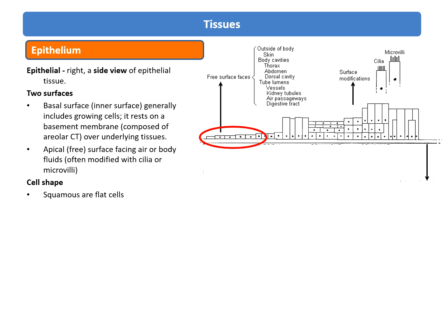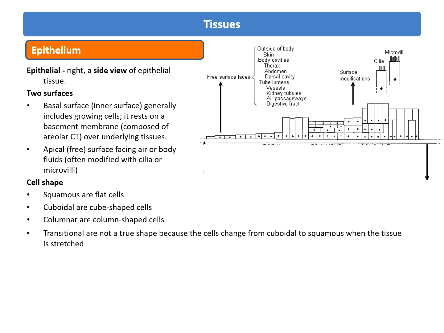The shapes of cells are useful. Flat epithelial cells are called squamous. If they're square, they're cuboidal, actually cube-shaped. Many are column-shaped, columnar. There's another type of epithelial tissue called transitional. That's not a true shape because the cells will change shape from cuboidal to squamous when the tissue is stretched.